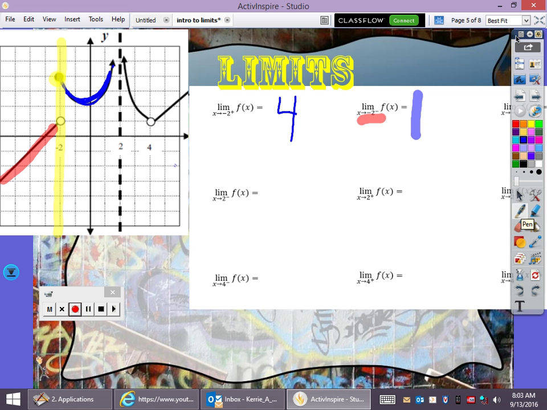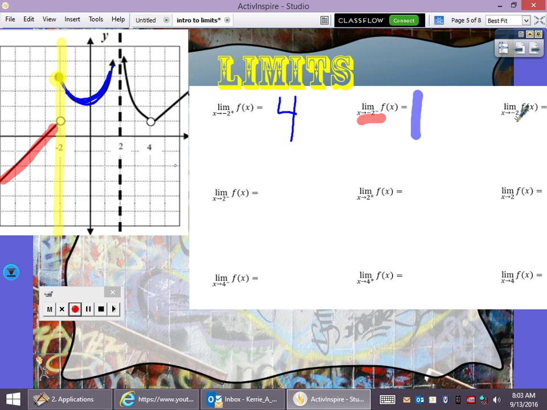Okay, now I'm going to talk about that. On your paper, I did not give you the exacts. We were working on the left and the right. If you would like to add the exact, you can. At exactly -2, which is right here, what is my limit? At exactly -2, it does not exist because there are 2 options. Okay?